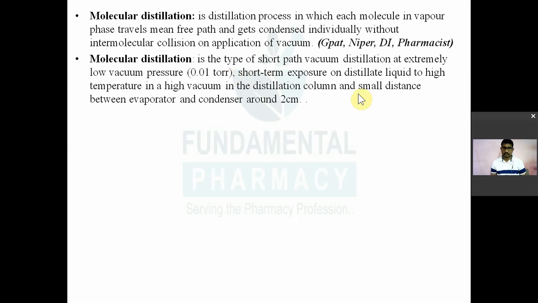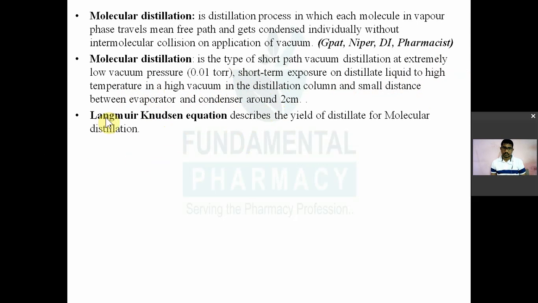A short term exposure of the distillate liquid to high temperature and high vacuum in the distillation column, and a small distance between evaporator and condenser. evaporator and condenser के बीच में एकदम शॉर्ट डिस्टेंस होगा और यहाँ पे हाई वैक्यूम लगाएंगे. ओके, सो दैट इज द मॉलिक्यूलर डिस्टिलेशन.